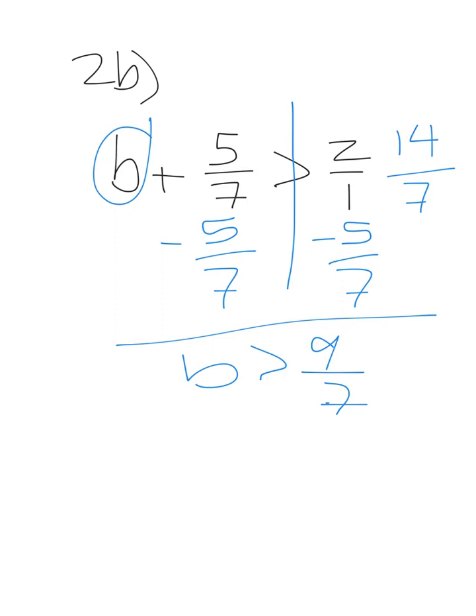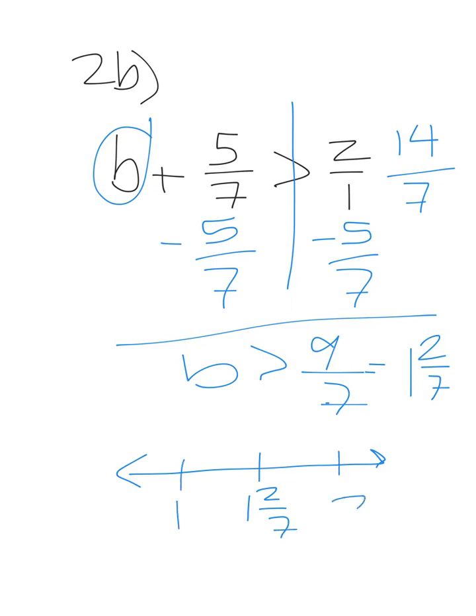B is already on the left, so I don't need to change anything. 9/7 is 1 2/7. So when I go to make my number line, I can just go ahead and put 1 2/7 in the middle. 1 2/7 falls in between 1 and 2. My inequality is just a greater than, so it is an open circle. It says b is greater than that, so if I shade to the greater side, I'm going to shade to the right.